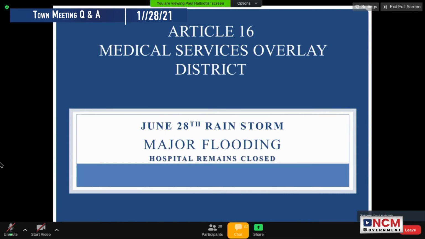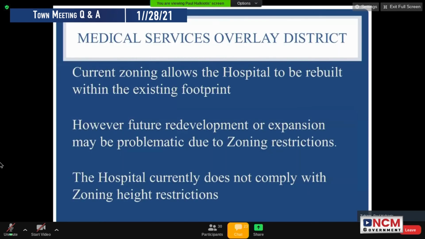Thank you, Tony. Article 16 is a zoning amendment that will create a new overlay district, a medical services overlay district. As you all recall, back on June 28th, there was a severe rainstorm that ended up shutting down Norwood Hospital, and it's yet to reopen. The current zoning allows the hospital to be rebuilt within the footprint of those existing buildings. However, future redevelopment or expansion could be problematic due to some of the existing zoning restrictions in place.